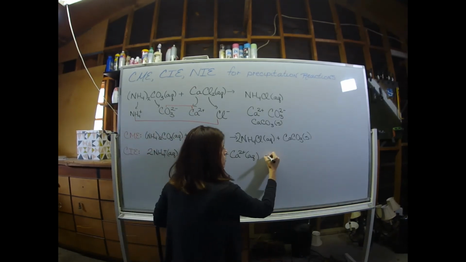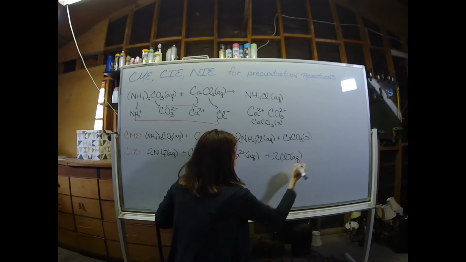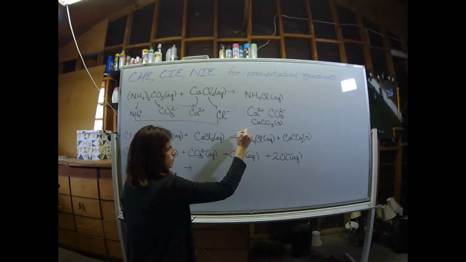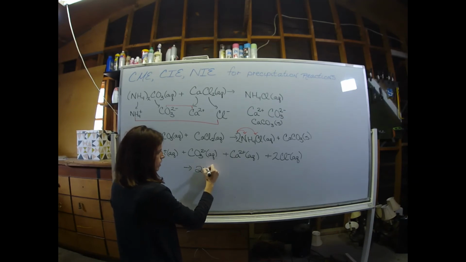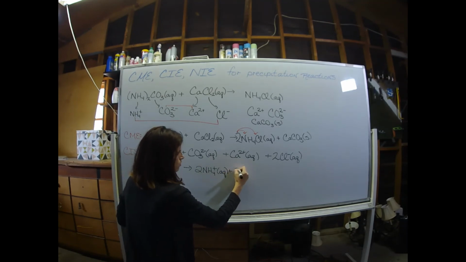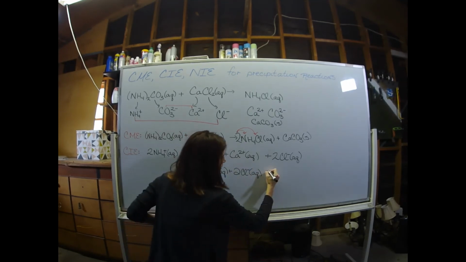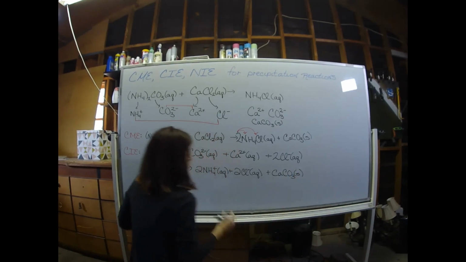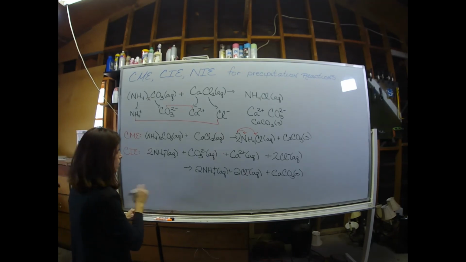So that subscript then becomes a coefficient. This 2 here needs to be distributed to both of the ions when I break it up. So I'm going to have 2 ammonium ions, 2 chloride ions, and my solid. Always double check that everything's balanced, and then you can go ahead and write your net ionic equation.